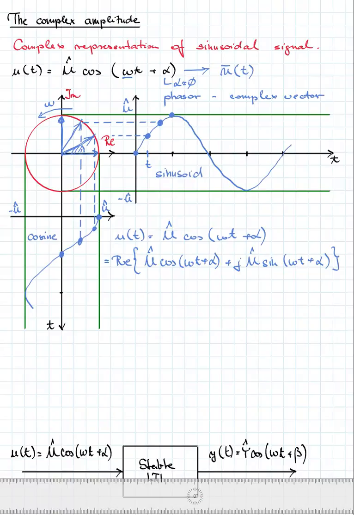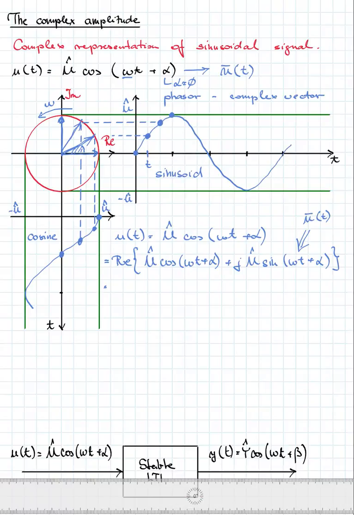So if we have got a complex time function, this is the complex time function, and we get the real part of it, this is the cosine function. So in the parentheses, we can have u bar of t. In the parentheses, there is the u bar of t.